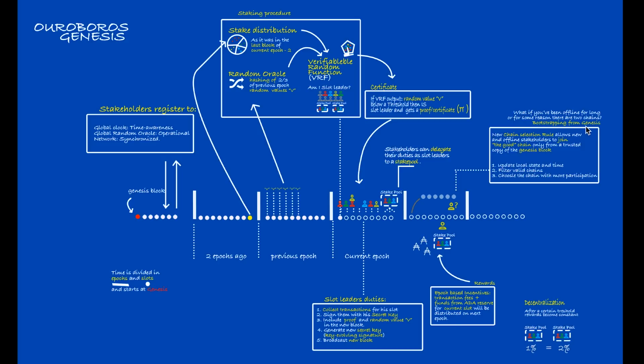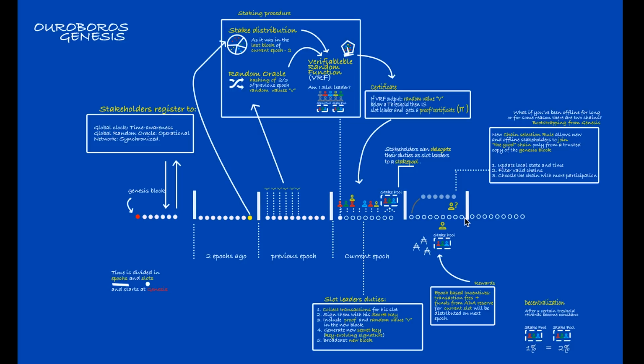And this process is known as bootstrapping from Genesis, because all you need is a copy of the Genesis block, and you are going to be able to synchronize with the correct blockchain every time. And well, this is how this protocol works.